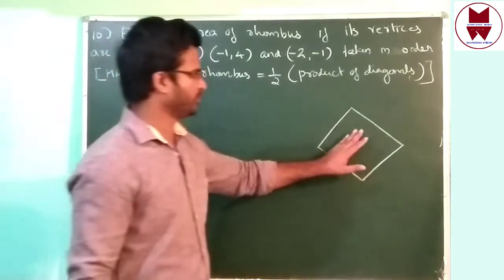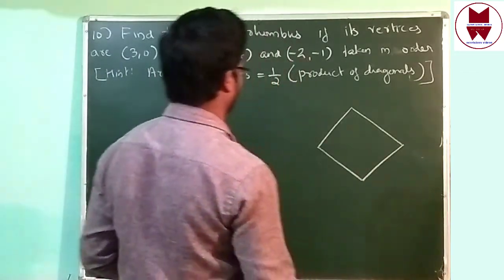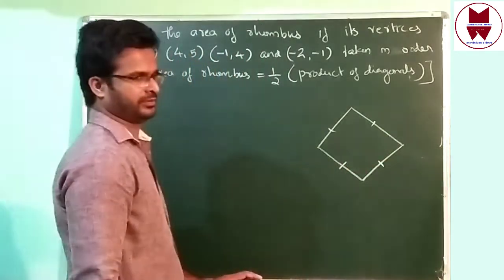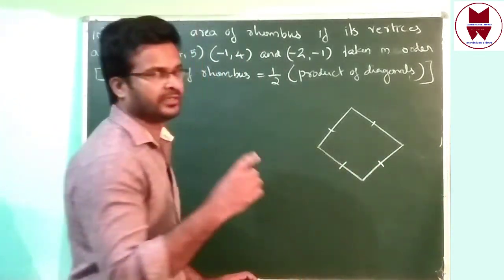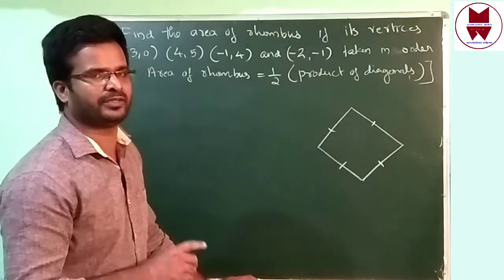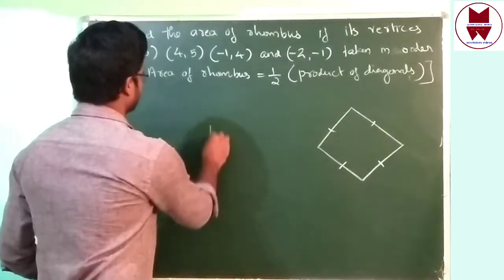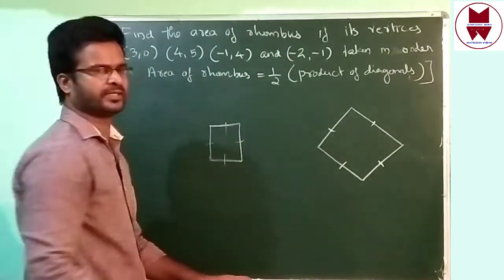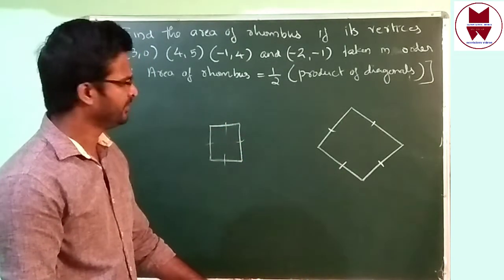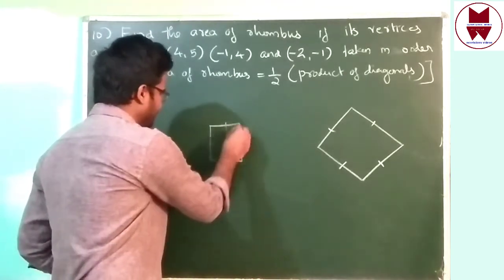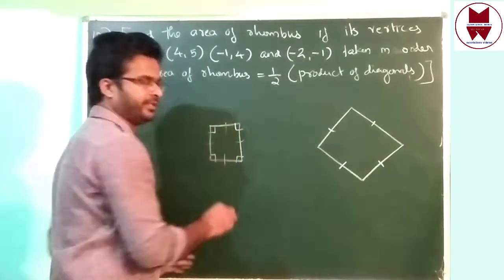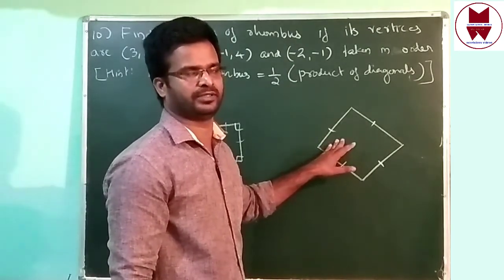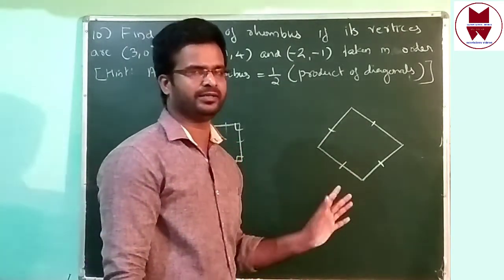I have already drawn one rhombus here. Rhombus means all the sides are equal. This is known as rhombus. But what is the difference between rhombus and a square? This is a square. In a square also all the sides are equal, isn't it? But in a square each angle is 90 degrees. In the case of a rhombus that is not 90 degrees. That's the difference between a rhombus and a square.